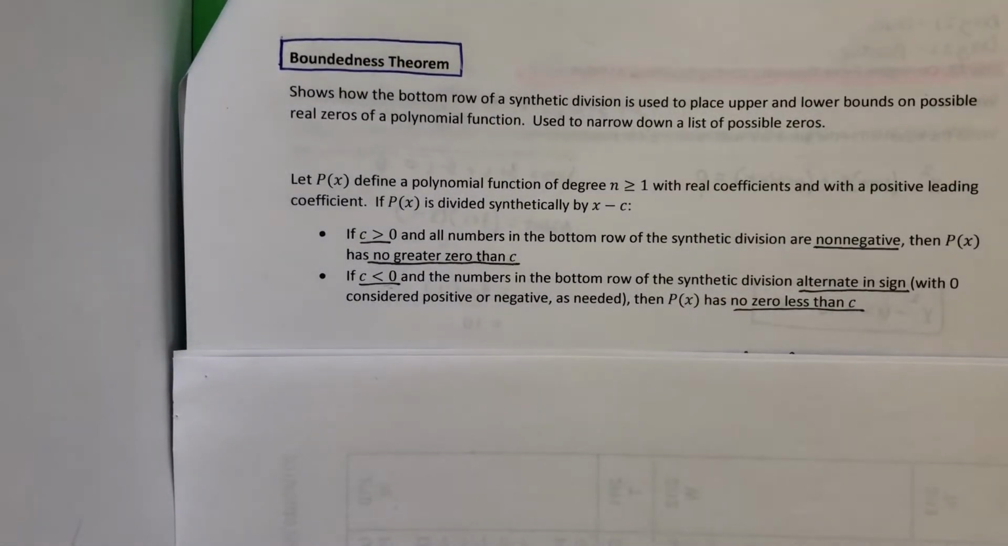Hello everybody, today we're going to learn about what the boundedness theorem is. A few lessons ago we did the rational root theorem, which allowed us to create this giant list of possible roots. And all of the theorems we have learned since then are just ways of narrowing down that giant list. This is one of them.